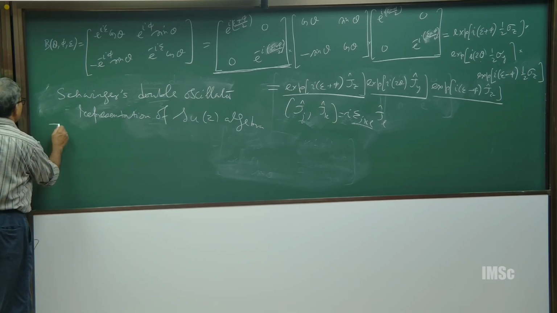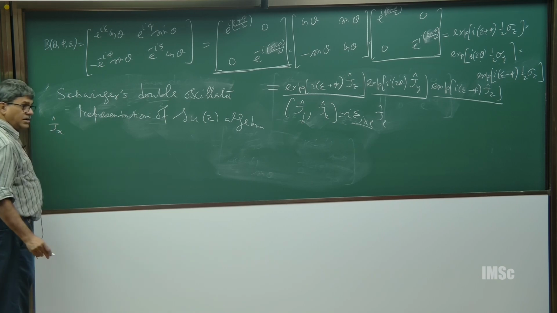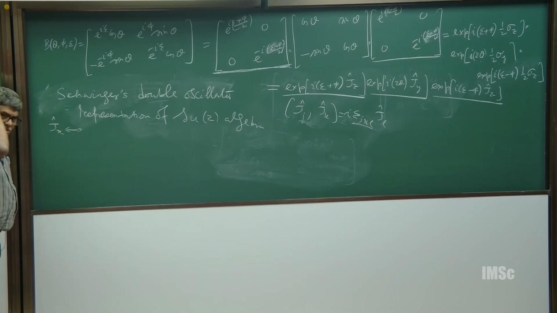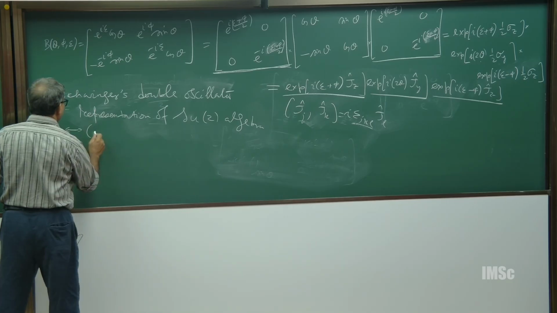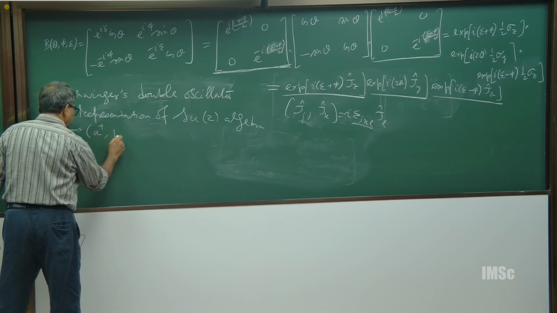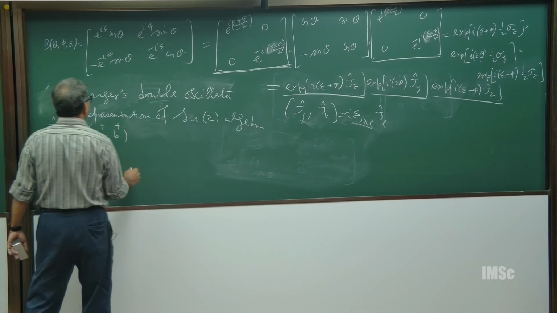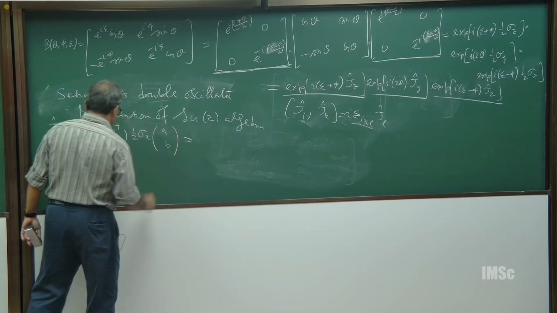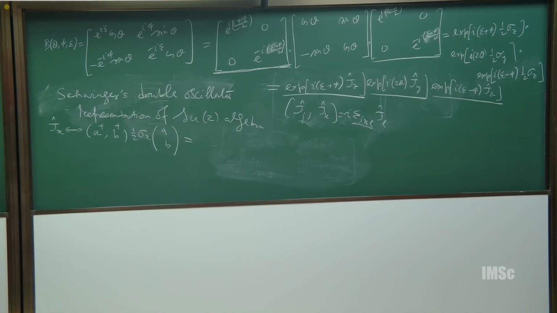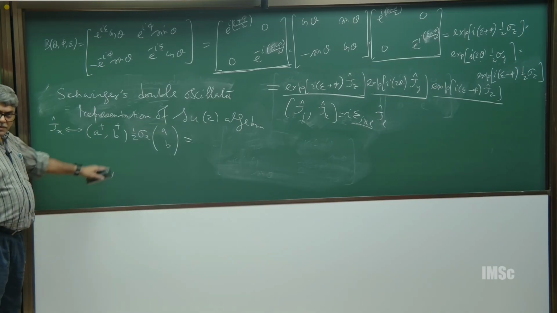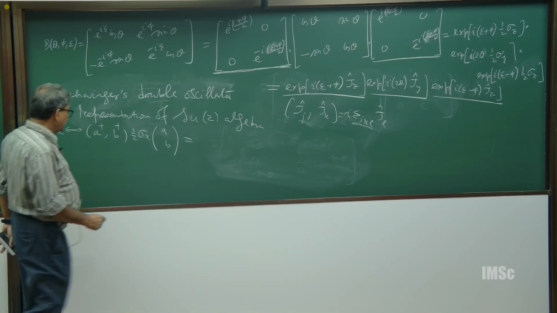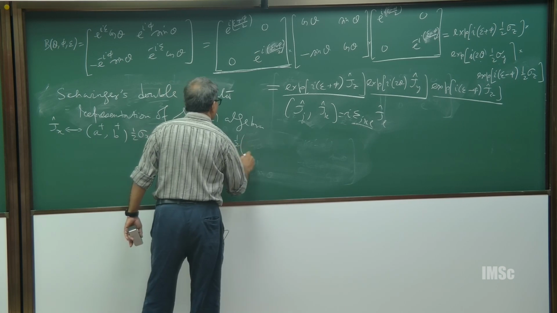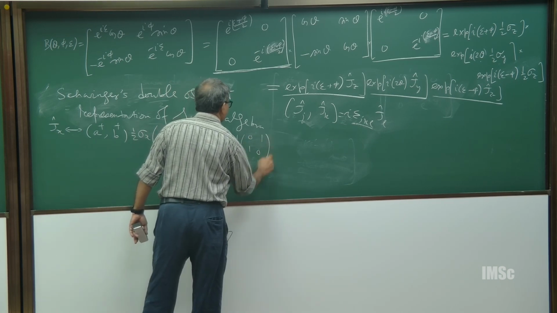So, what will be the representation for Jx here? I am not writing Jx equal to, but this means its representation. So, this is A dagger comma B dagger, a row vector, then half sigma x, then A, B. Now, can you tell me what this will be? Sigma x is 0, 1, 1, 0. Okay, so this is A dagger, B dagger, then half 0, 1, 1, 0, and then A, B.